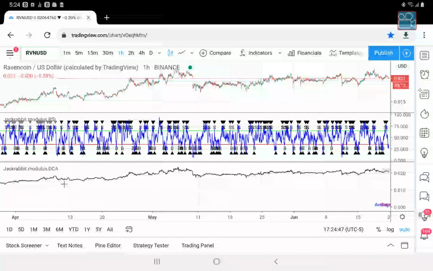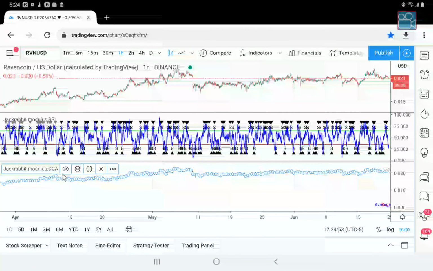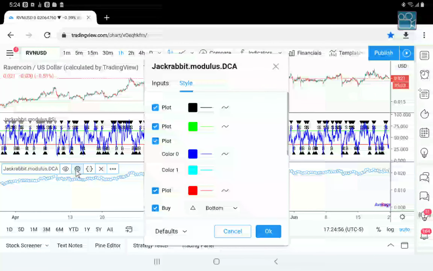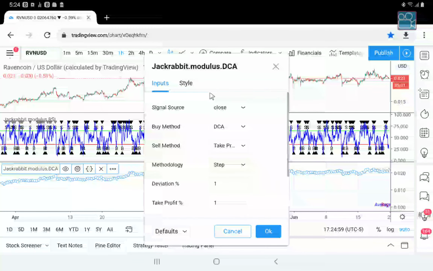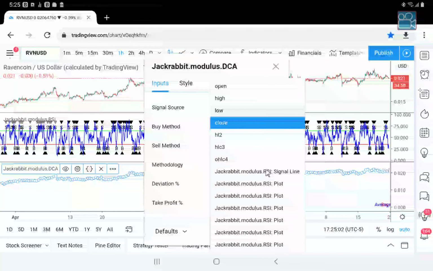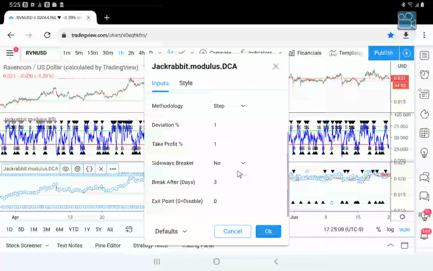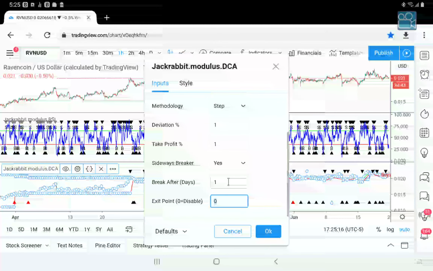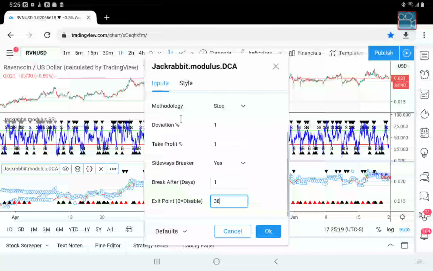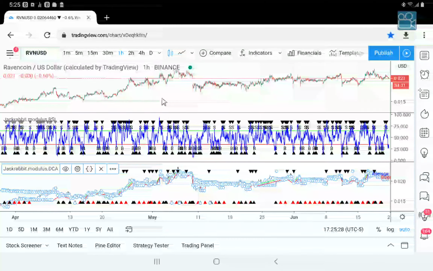Okay, now when you first load it, nothing shows up. You have to use indicator on indicator for this to pull in information. Now I'm going to set this to what I would normally do, sideways breaker, 1 day and 38 positions. All of this is standard from the savings account module. Here we go.